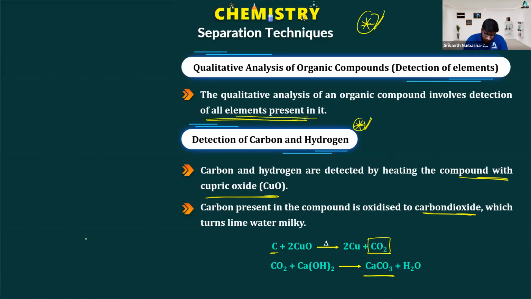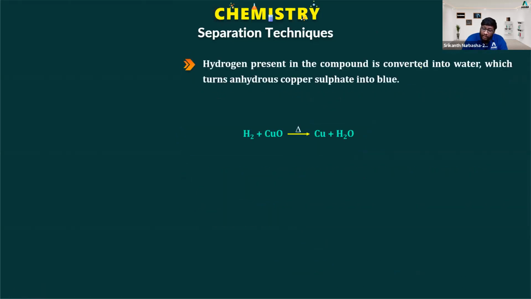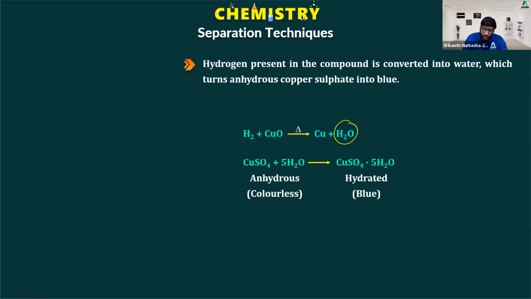What about hydrogen? Hydrogen will be converted to H2O. Hydrogen present in the compound is converted into water, which turns anhydrous copper sulfate blue. H2 plus CuO gives H2O. That H2O reacts with CuSO4, which is anhydrous. Anhydrous CuSO4 does not have any color. But whenever it is hydrated, H2O acts as a ligand. Because of the presence of the ligand, the d orbitals in Cu2+ split into Eg and T2g, where d-d transitions are possible. So you get CuSO4.5H2O, which is hydrated and blue in color. Is that clear, students?